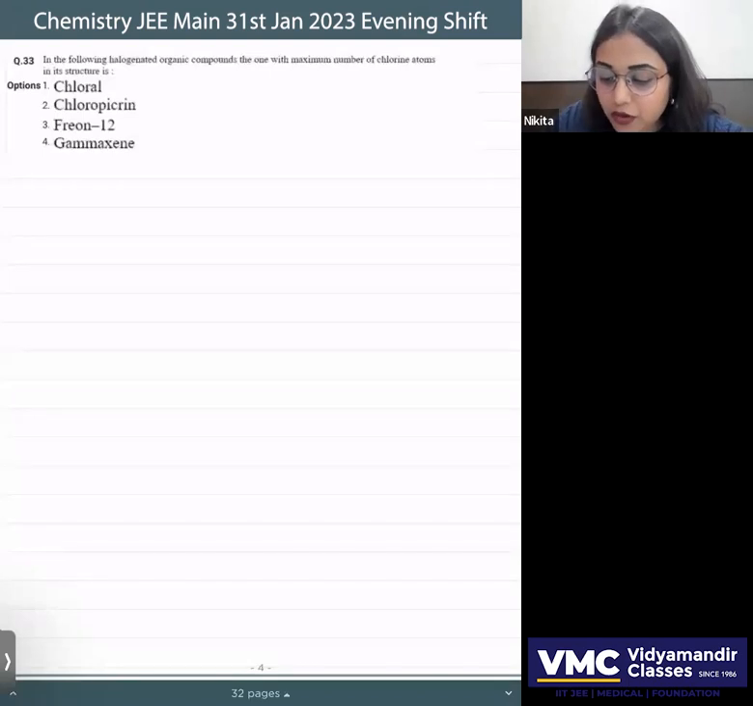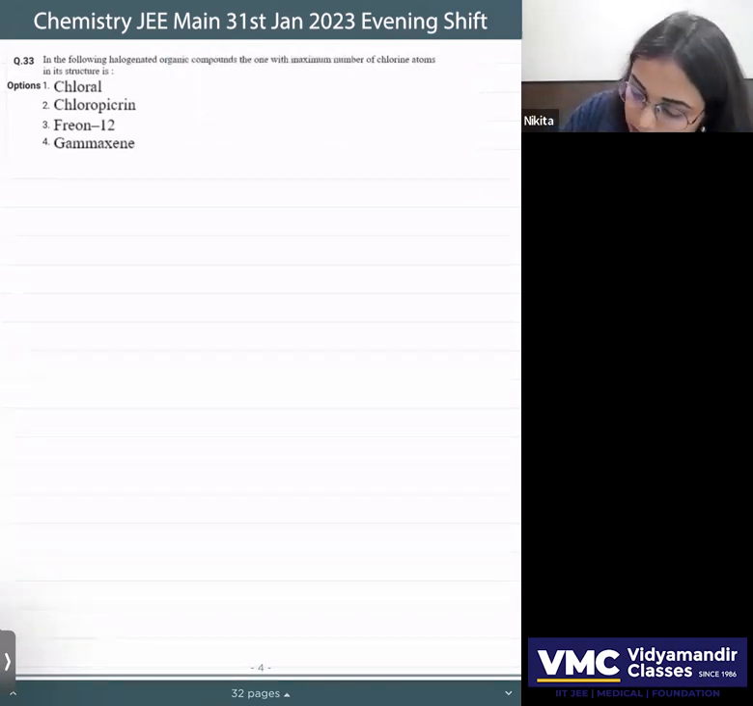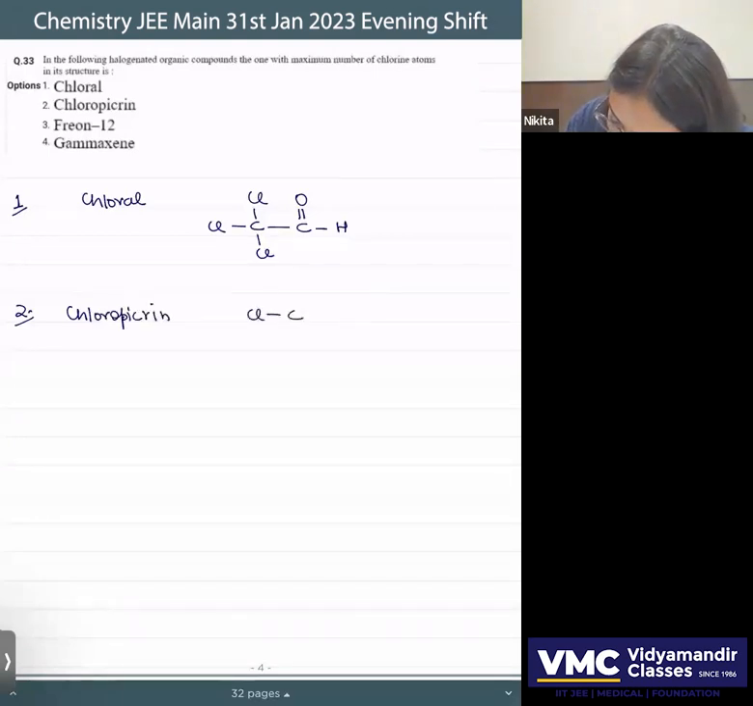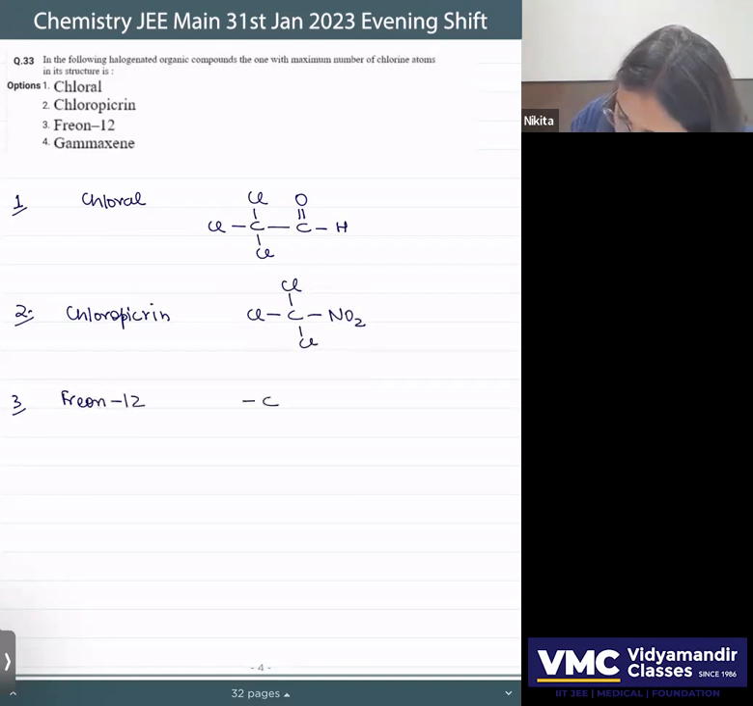Next question, in the following halogenated organic compounds, the one with the maximum number of chlorine atoms in its structure. For that, let's make the structures. First is chloral. Chloral is CCl3CHO. Second is chloropicrin, which is CCl3NO2. Third is freon 12, which is CF2Cl2. And fourth is gammexane.